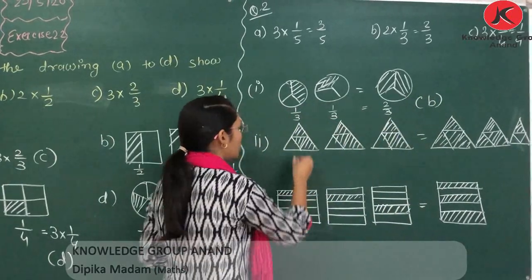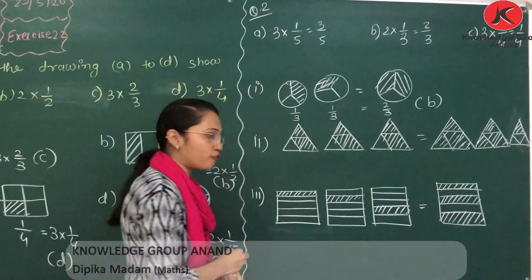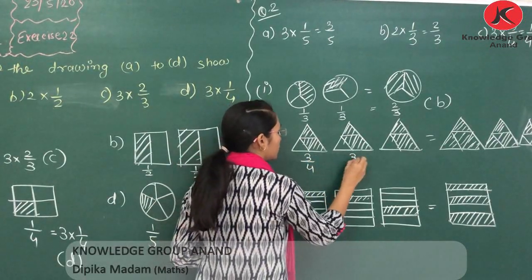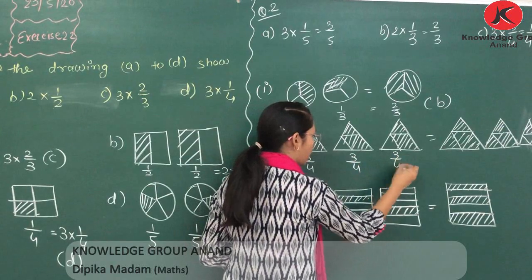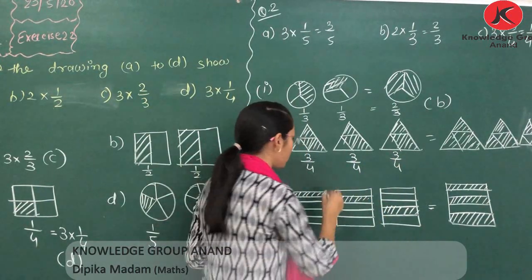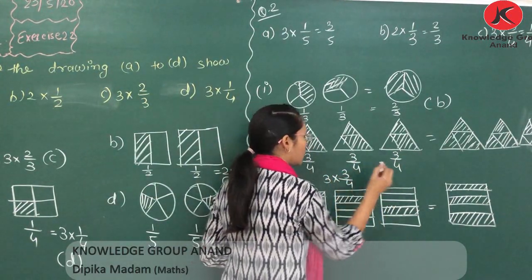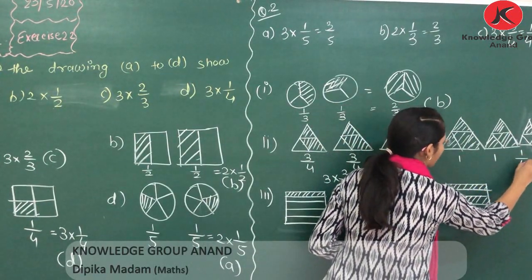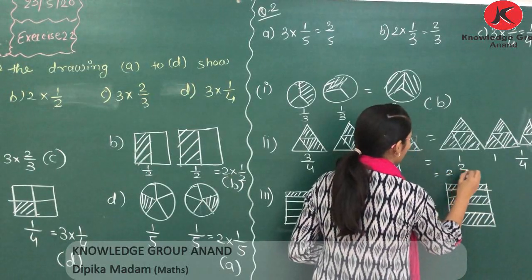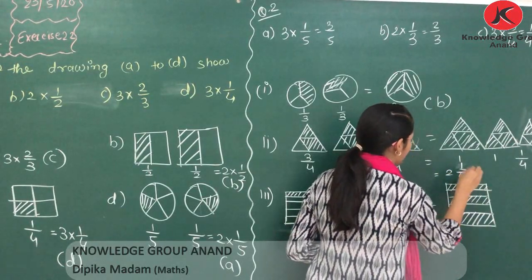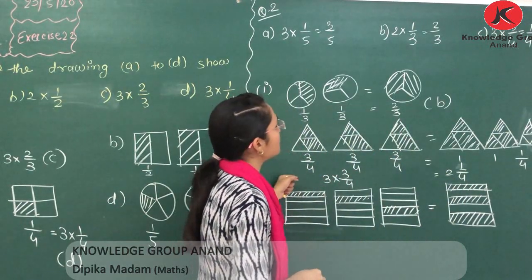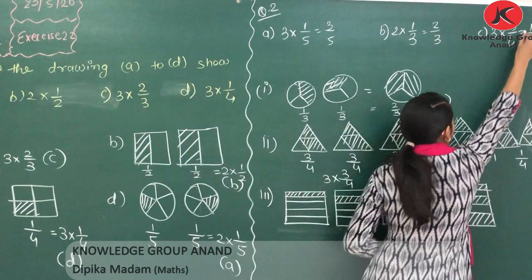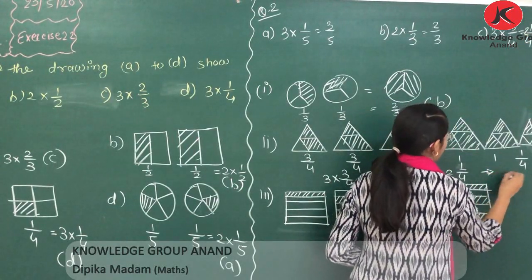Now for this one, the whole triangle is divided into 4 parts and 3 parts are shaded. So we can write 3 by 4, 3 by 4, 3 by 4. That is 3 multiply 3 by 4. So what is this option? 3 multiply 3 by 4 is here, so we can write it is option C.